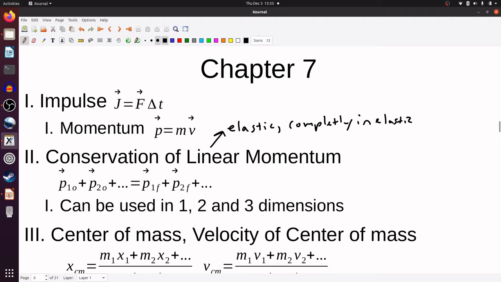Inelastic is when they stick together with no friction. Now, we never dealt with friction. You're never going to need to worry about that. But those are the two types of situations where we can use the conservation of linear momentum.